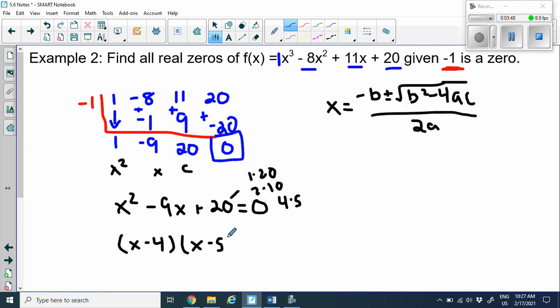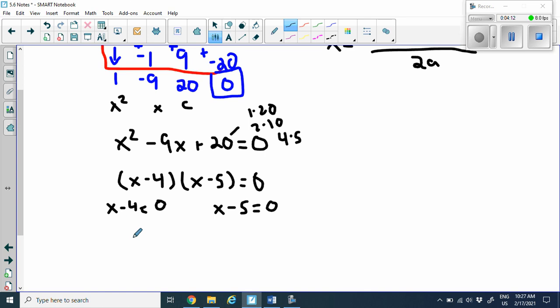So now we set these factors equal to 0 to solve. I have x minus 4 equals 0, as well as x minus 5 equals 0. Now remember, we should have 3 solutions because our degree, since this is in standard form, is 3, the largest exponent, so we should have 3 zeros. So I move this over, so I get x equals 4, x equals 5, and then don't forget the zero they gave you in the problem, which in this case was -1, so x equals -1.